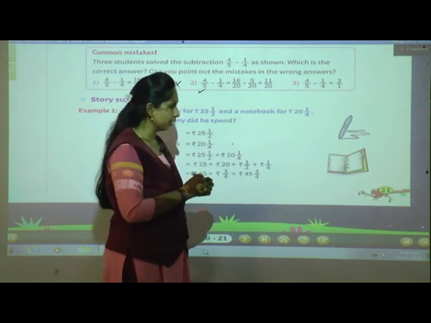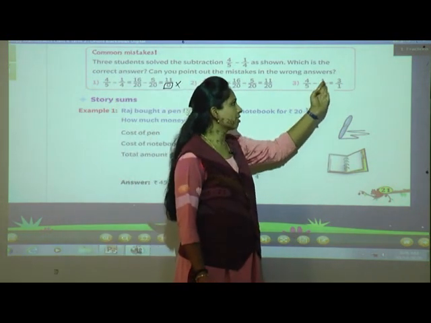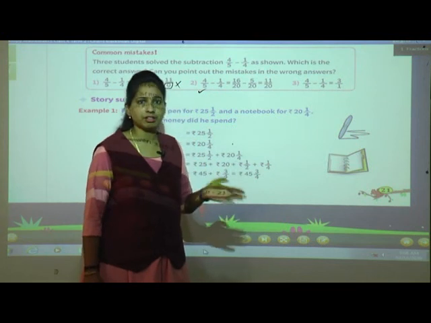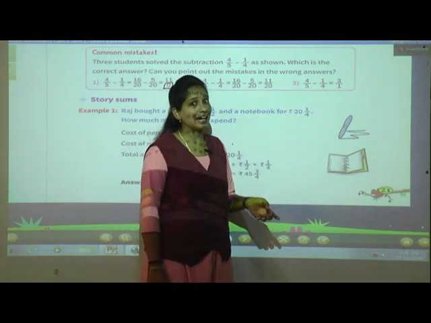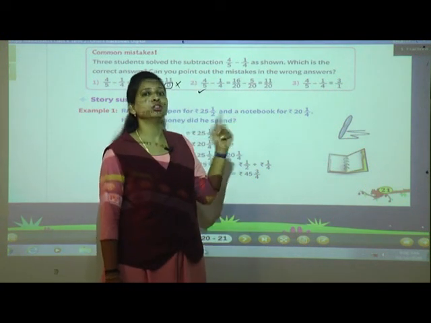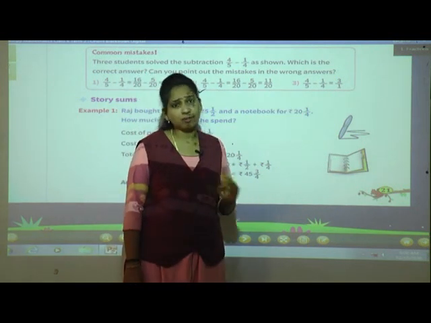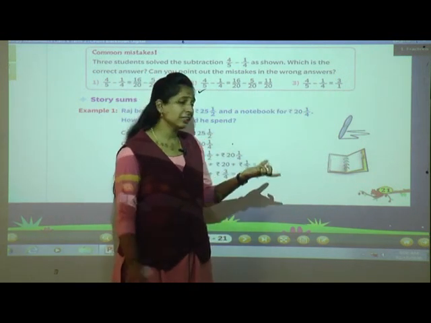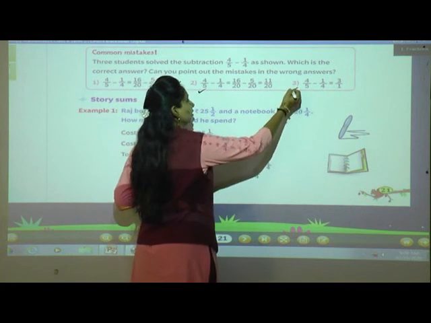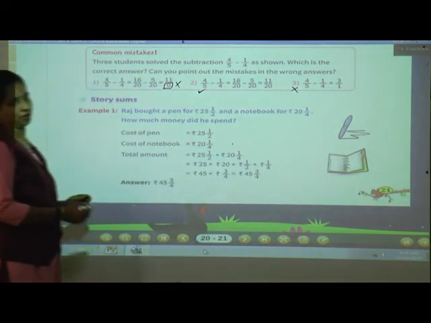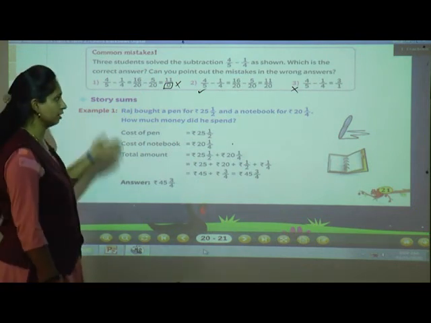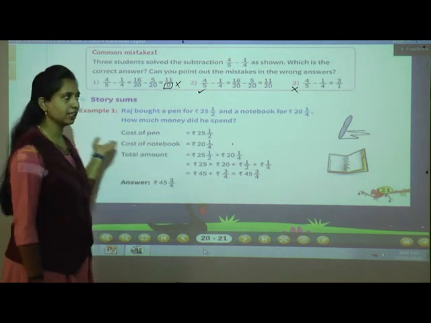Now let's see what the third student has done. 4 upon 5 minus 1 upon 4. 4 minus 1 is 3, 5 minus 4 is 1. This is totally wrong. Why? You can subtract the numerators directly only when the denominators are the same. We cannot subtract the denominators. We have to make the denominators the same, then subtract the numerators. That's why this student has also done it wrong. You should not make these mistakes while solving fraction subtraction. That's why they have been given. I hope you are all clear with this concept.